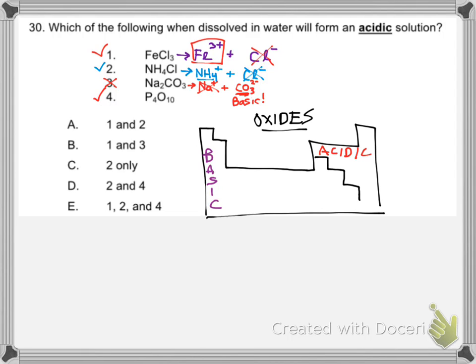And then for your metalloid oxides, things along the stair step, these ones generally oftentimes tend to be amphoteric. Again, some of the transition metal ones are too. But the general rule of thumb is as you go up and to the right with your oxides, the more acidic they end up getting. So for this problem, the ones that are acidic are 1, 2, and 4. So choice E.